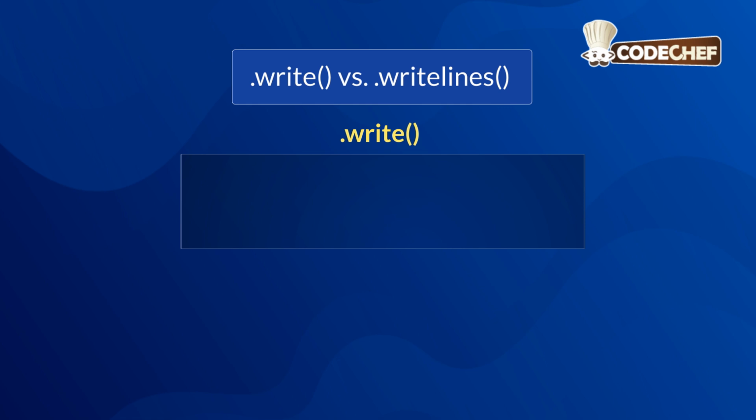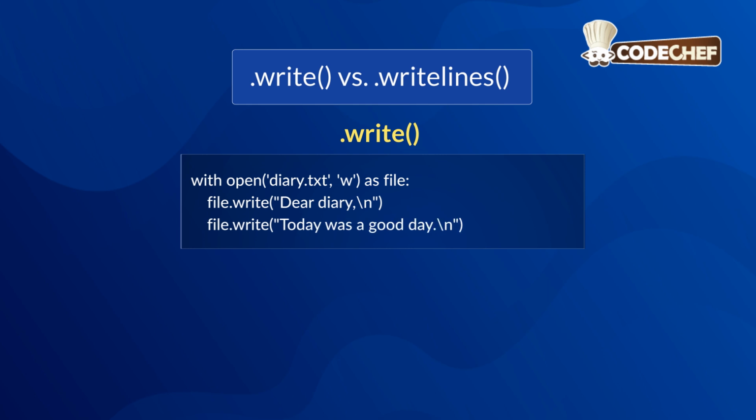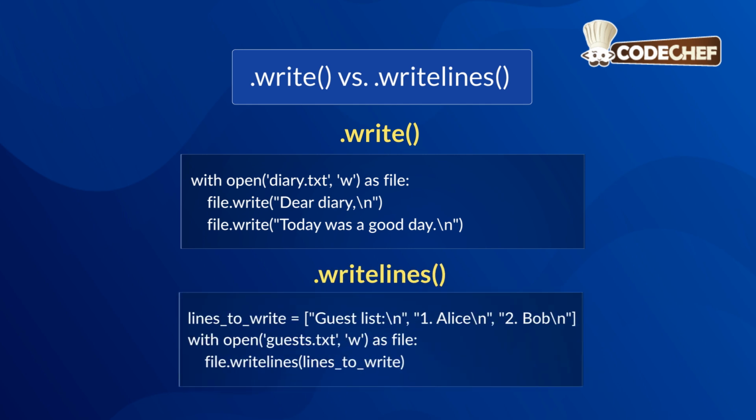The .write method is your basic tool. It takes a single string and writes it to the file. If you want a new line, you must add the new line character, \n, yourself. But if you already have your lines in a list, writelines is much more efficient. It takes a list of strings and writes them all in one go. Just remember, you still need to include the new line on each line in your list.